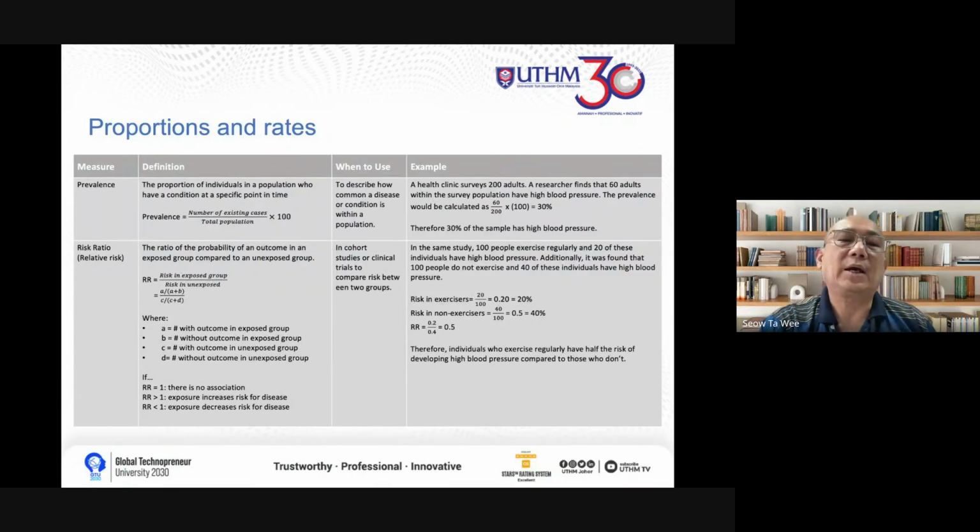Next is rate and proportions. First is prevalence. Prevalence is the proportion of individuals in a population who have the condition at a specific point in time. We use it to describe how common a disease or condition is within a population. Then the risk ratio is used in cohort studies or clinical trials to compare risk between two groups. We seldom use this; we normally use the odds ratio.